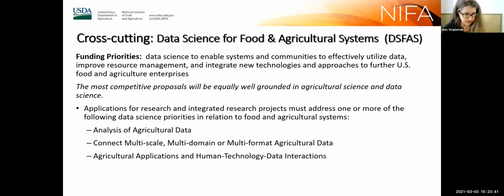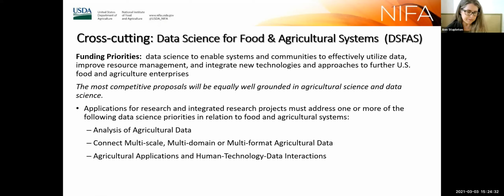Here I've just summarized a bit, and I encourage you to look at the RFA for details. The applications for research and integrated projects must address one or more of the following data science priorities in relation to food and agricultural systems. So there's a lot of flexibility about what specific food and agricultural system you address. There are some focus areas in the data science end, however. Particularly, there's a list that would come under the heading of analysis of agricultural data. There's a set that come under connecting of multi-scale, multi-domain, or multi-format data. And then another set where we discuss agricultural applications and human technology data interactions. So please do look at the details under each of those categories.